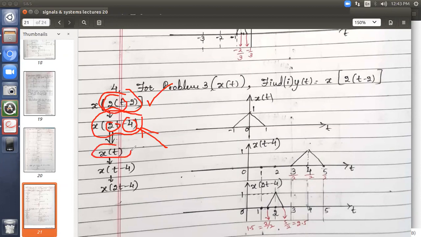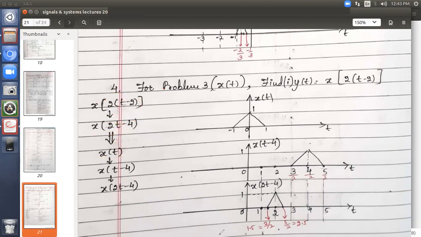So we start with x of t, then shift the signal by 4 amounts. As the negative sign is there, right shift. Remember, negative sign right shift, positive sign left shift. And then go for scaling. Scaling is 2. 2 is greater than 0, a positive number, hence you have to go for division, a compressed signal. So shifting and scaling, let us do that.